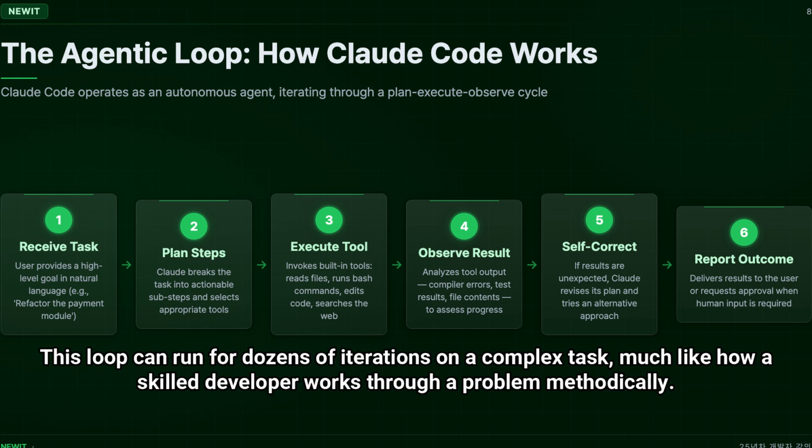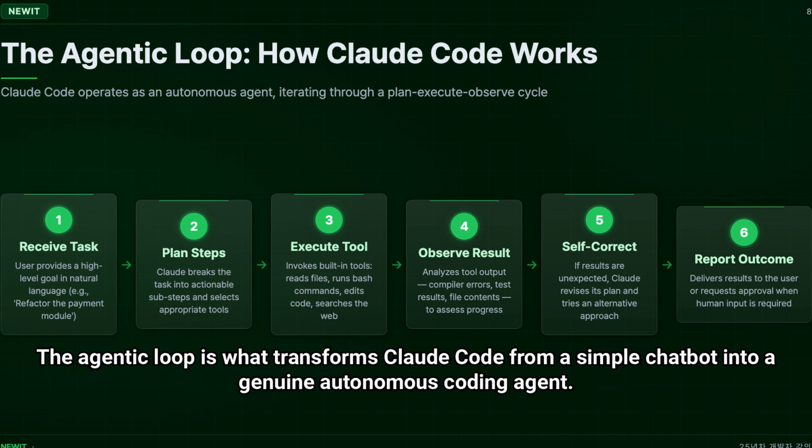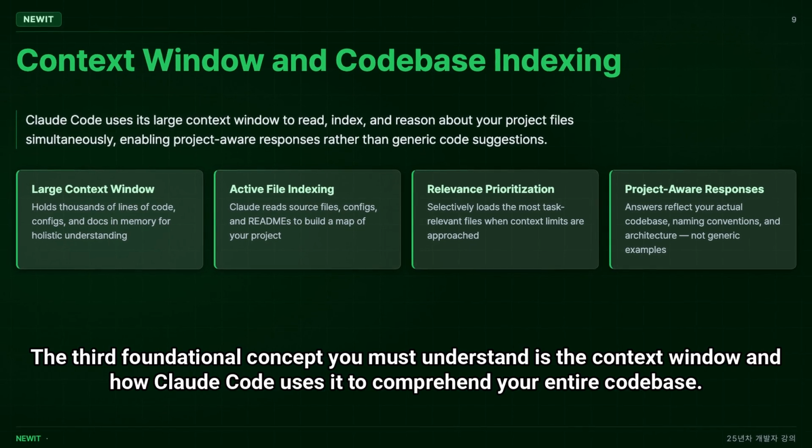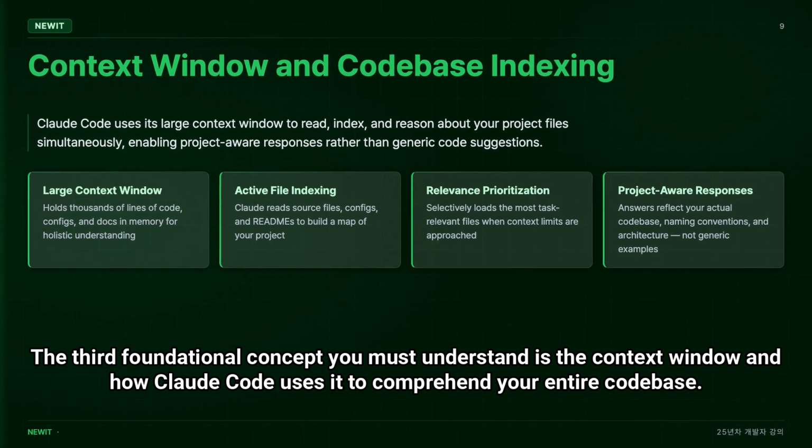This loop can run for dozens of iterations on a complex task, much like how a skilled developer works through a problem methodically. The agentic loop is what transforms Claude Code from a simple chatbot into a genuine autonomous coding agent.